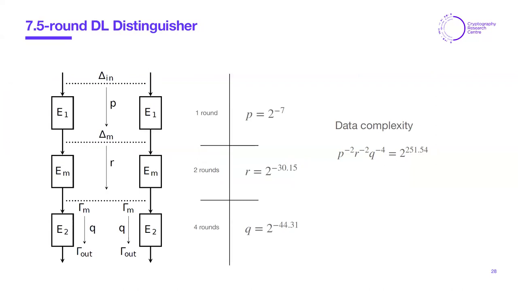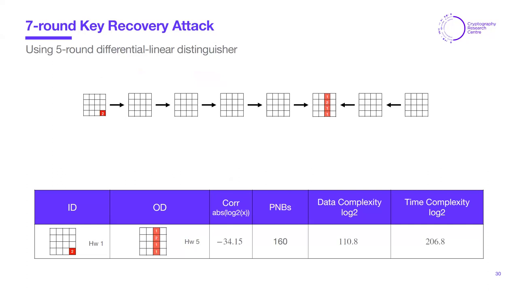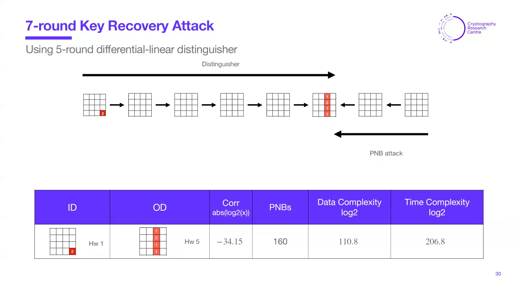And we can construct with this a 7.5 round differential linear distinguisher with this data complexity. So remember, please, this 5-round differential linear distinguisher, because as I mentioned, this is also the base to construct key recovery attacks. In fact, we construct a 7-round key recovery attack by using the previous distinguisher, this 5-round differential linear distinguisher, and we append 2 rounds for the PNB part. So by using 160 PNBs, we found this data complexity and this time complexity, okay?